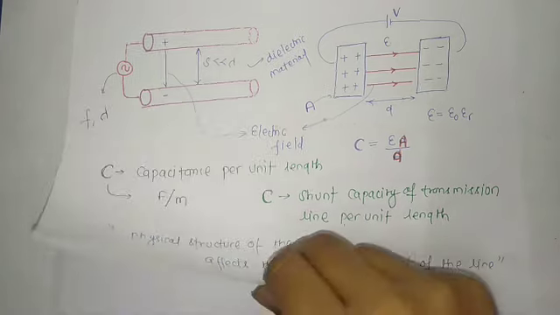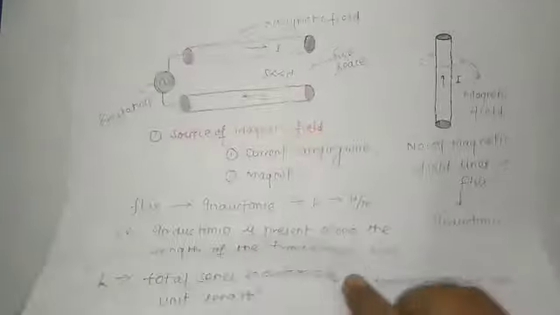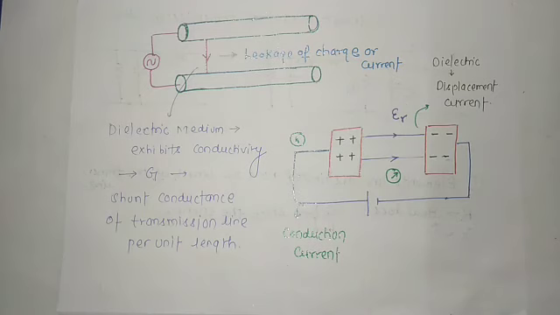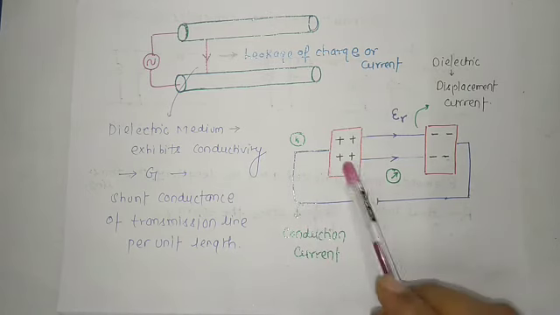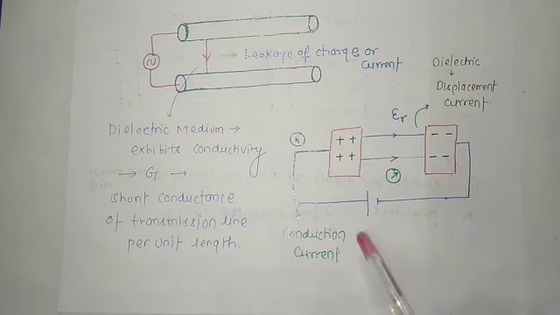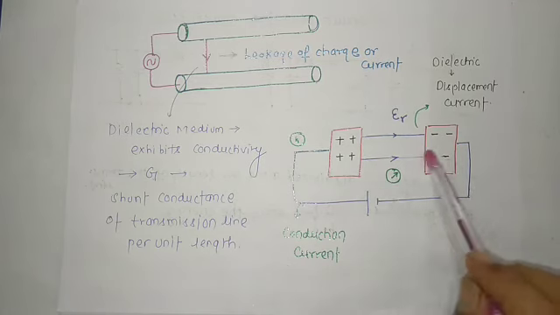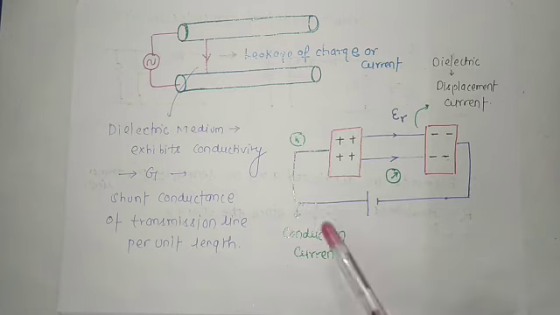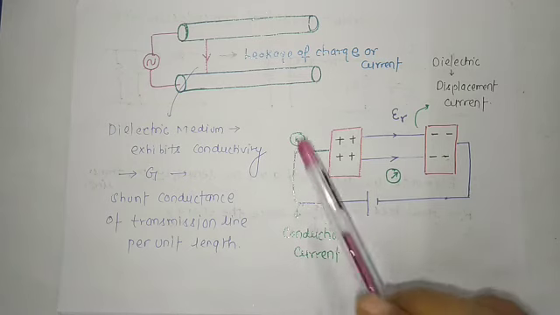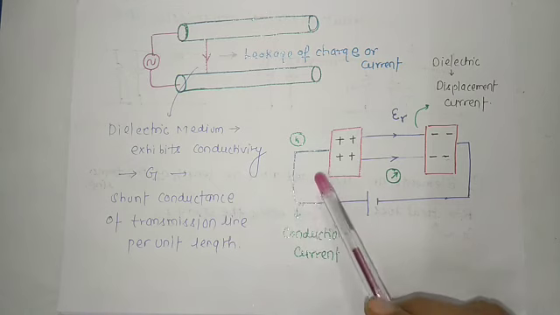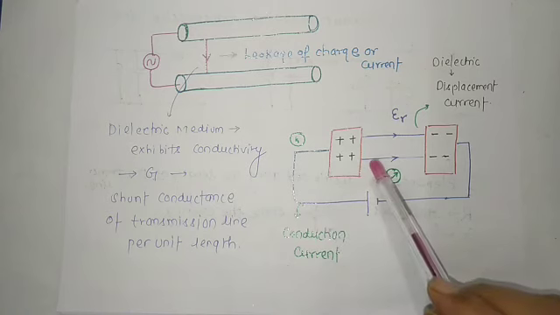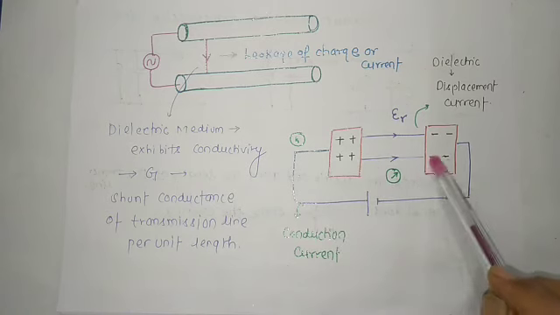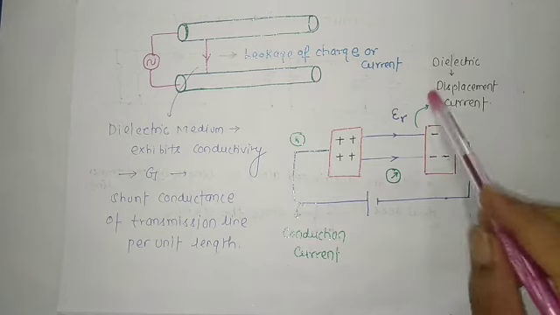Next, what is conductance? Let's see another thing, the same capacitor. This is a conductor, and this is also a conductor, and between these two conductors there is dielectric material. We always say the conduction current is present in the conductor. A current which flows through the dielectric is known as displacement current.